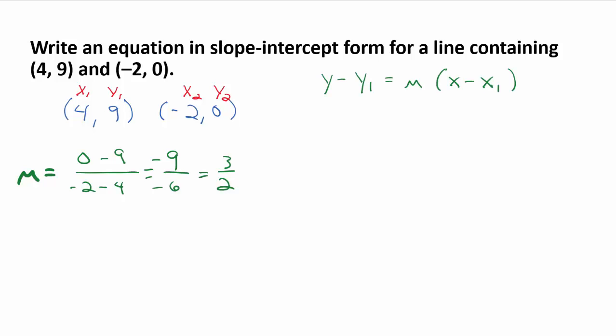Now we need to write the equation in slope-intercept form, but we're actually going to use point-slope form to get there. We're going to use our slope, which we just found is 3 over 2, and one of our points. I'm just going to select 4, 9, and use it in this formula here. So y minus y1, which is 9, equals m, our slope, 3 over 2, times x minus our x1 value, which is 4.